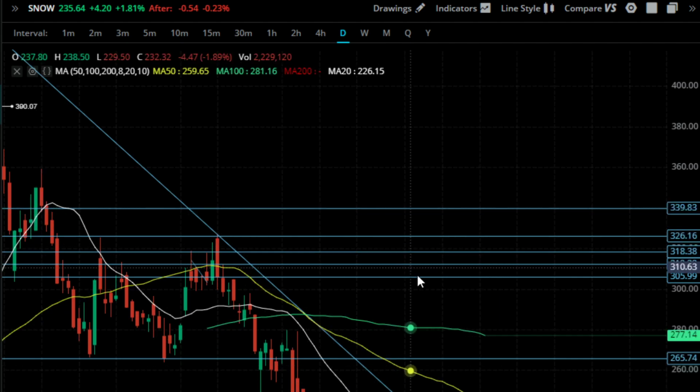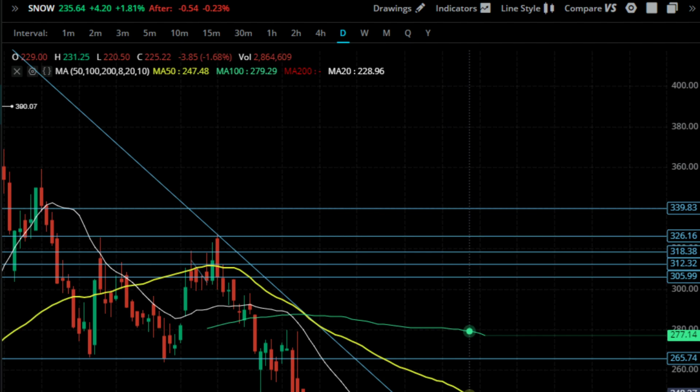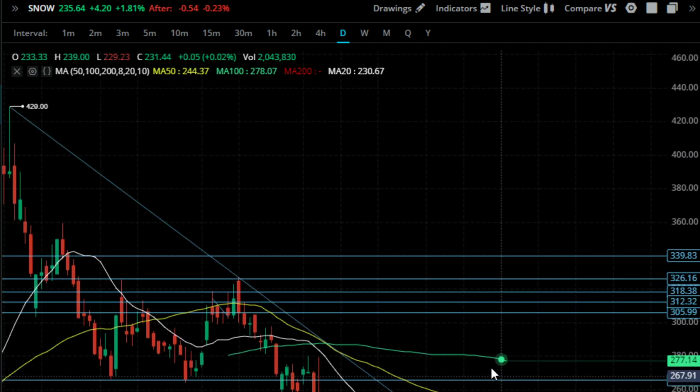So we're looking left to plan right. This breaks, it's also setting up confluence with the 243. So you have to be really patient when it comes to these setups. You can't just go in right away. You have to have all your indicators set up confluence with each other.